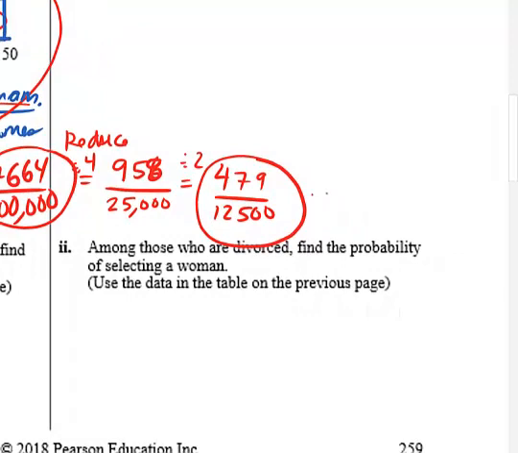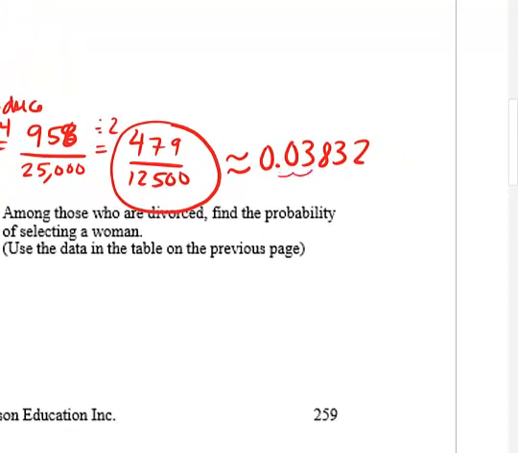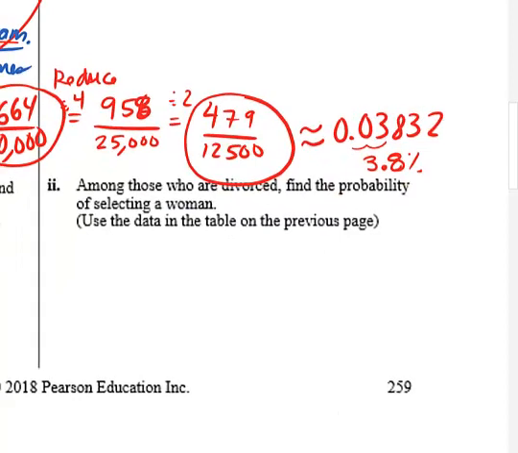And if you want to put it in perspective, you can make that a decimal. 479 divided by 12,500. I got about 0.03832. You can think of that as the decimal form of a percent, so I'm going to move that decimal over twice. It looks like it's about a 3.8% chance. That kind of puts things in perspective more if you make it a decimal.